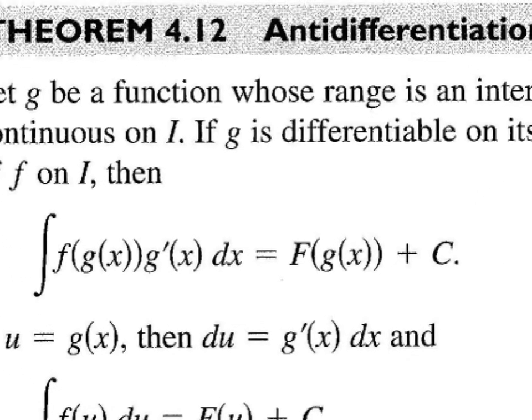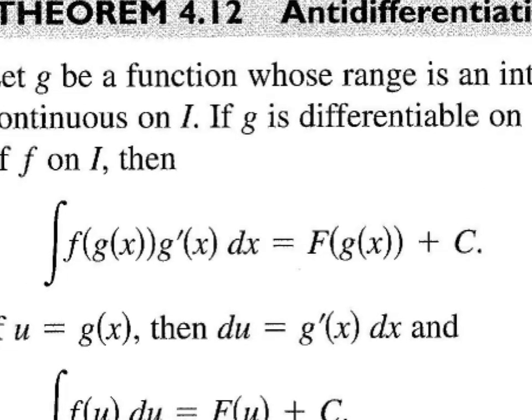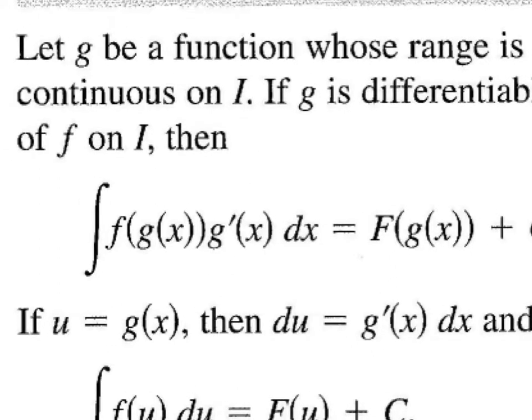Okay? So here's what we have. This is what we're trying to prove. Okay? This is what we're trying to prove. The integral of f of g of x times g prime of x dx is capital F of g of x plus c. Okay? Now, there's a couple of things that we need to understand here. First of all, I'm going to let u equal g of x. And then you have this statement here. du is g prime of x dx.